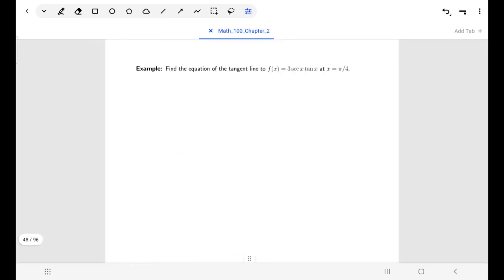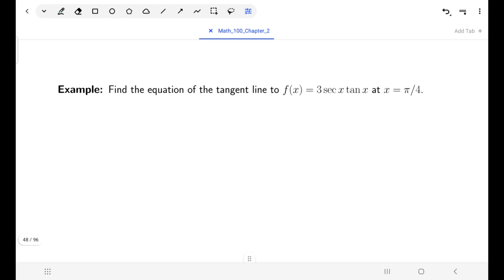Okay, so we've got a little problem here where I've got a little function, 3 secant x tangent x, and I want to find the equation of the tangent line to that function at x equals pi over 4. So first thing, I know that if I'm looking for any sort of a line, I need 2 things. Number 1, I need a slope, and number 2, I need a point.